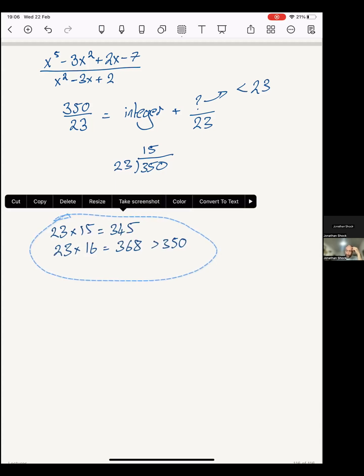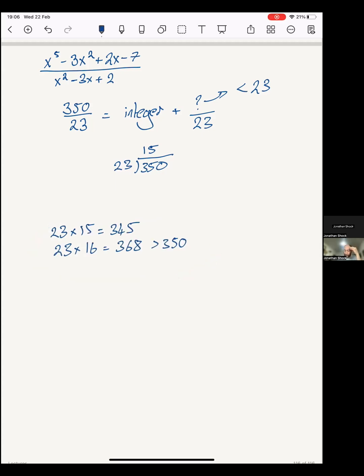So what do we do whenever we're doing regular long division? We take the number at the top and we multiply it by this, and then we subtract. So this gives us 345, and we subtract 345 from 350, and that gives us 5. Now 5 is less than 23, and we're done. So what this tells us is that 350 divided by 23 is 15 plus 5 over 23.